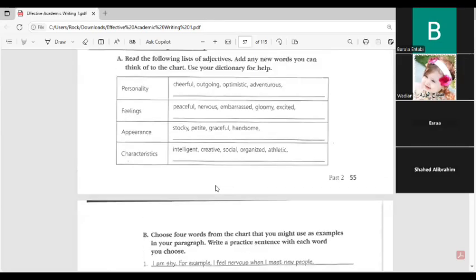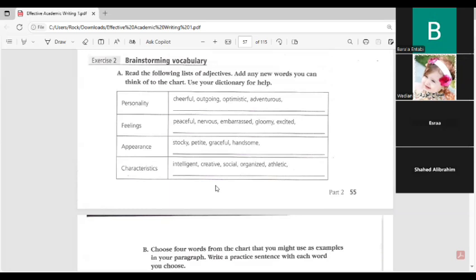Who can try? For example, if I say peaceful or optimistic, for example, I am an optimistic person, because you believe that everything happy will come soon. Yes, very good. Because, for example, I believe that good things will happen.